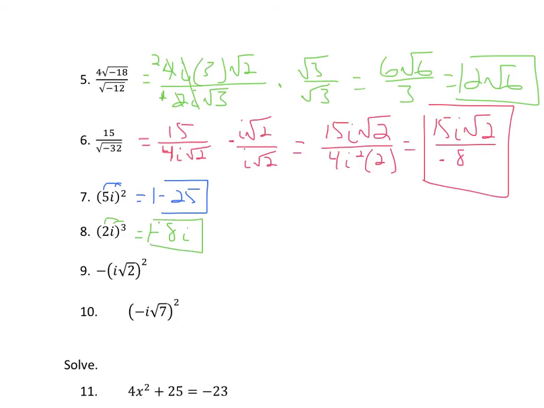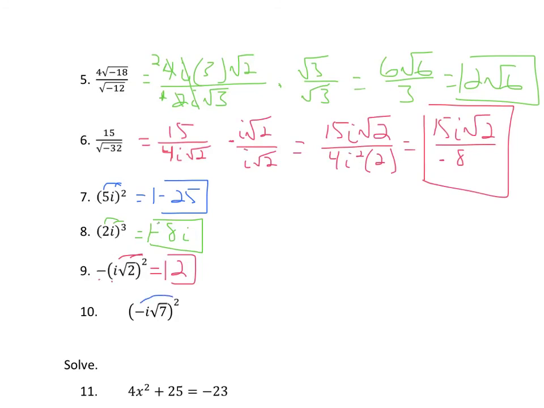Alright, and number 9, we do this one. We need to do both. Now i squared is negative 1, and negative 1 times negative 1 is positive 1, so that means it's going to be a positive answer, and root 2 squared is 2. So it's positive 2.